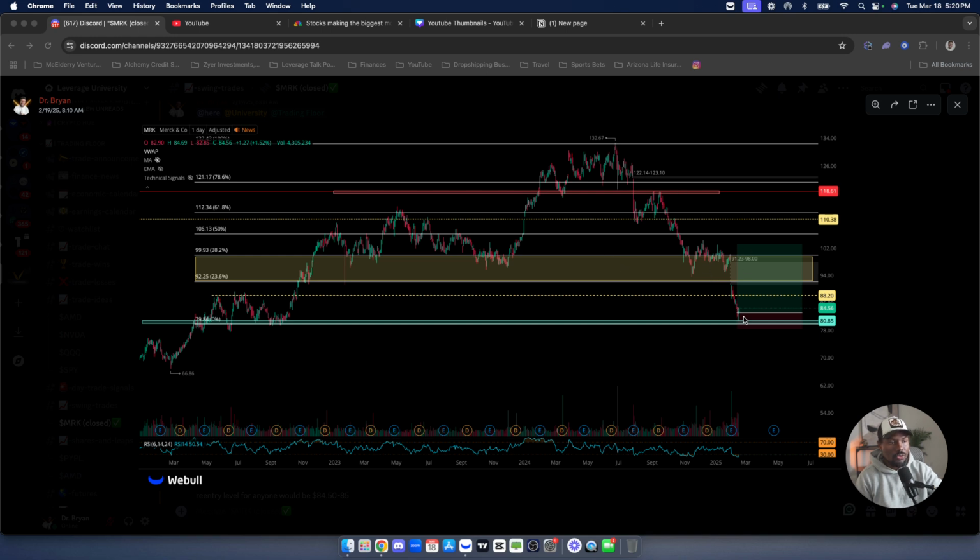If I look to the left, exactly at $80, and if you see all these lines, these are things that I've drawn. I just want you to focus on the chart moving back and forth. So Merck had taken a nosedive back down to an area where buyers were present. Last time Merck got to $80, it went up, it went up, it went up, and it went up.